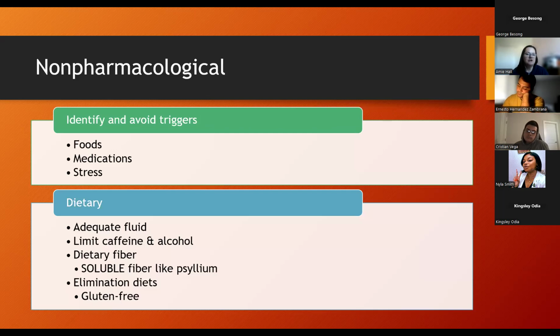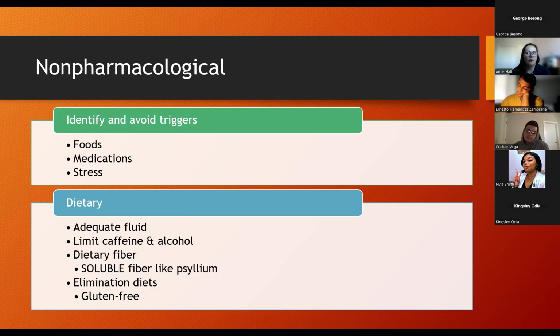So non-pharmacological treatments, we're going to identify and avoid triggers. If a food triggers it, try not to eat it or try to limit your eating of it. If it's medications, we're going to look to see if there are medications triggering the issue, and if we can change them or adjust them in a way that the medications are not becoming a trigger. And then hopefully help to manage stress if stress is a trigger.